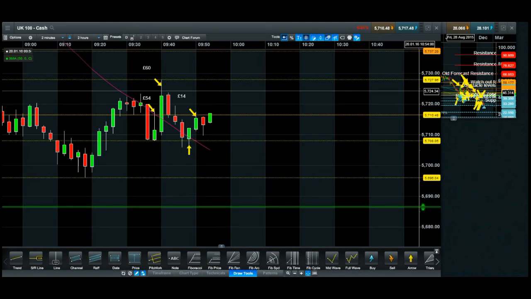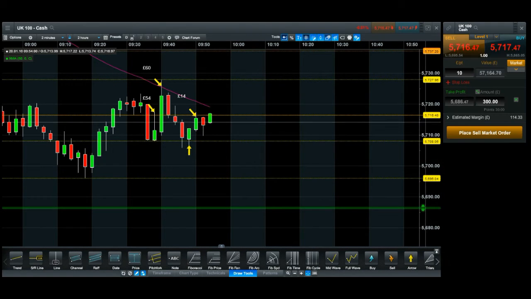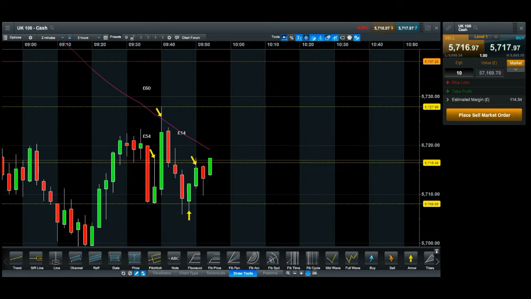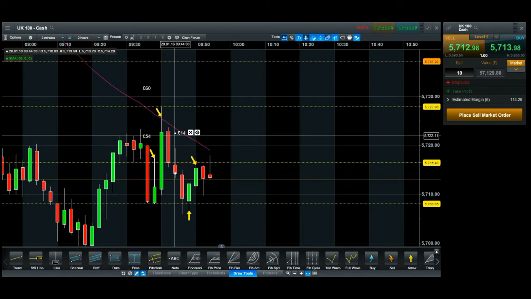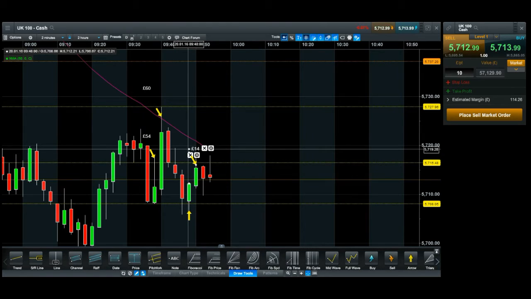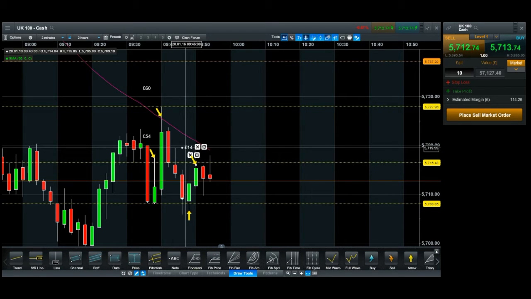Get ready, because again, it's almost touching the simple moving average. Missed it just by a little bit. Never mind. There are always opportunities, so there's no need to rush into a trade.